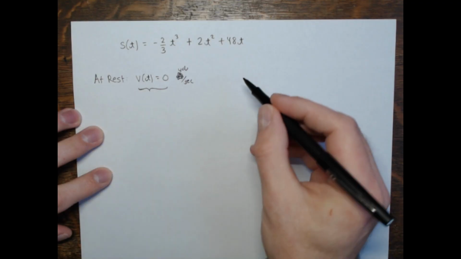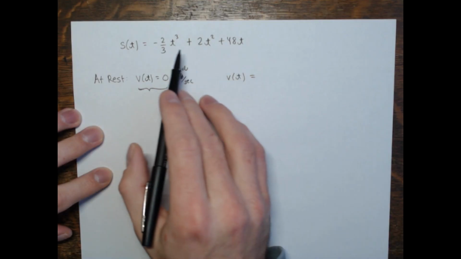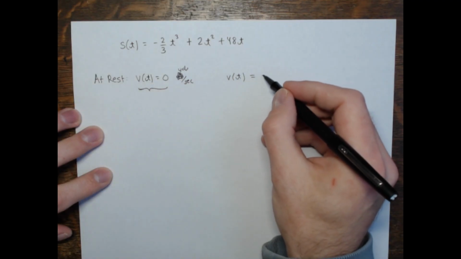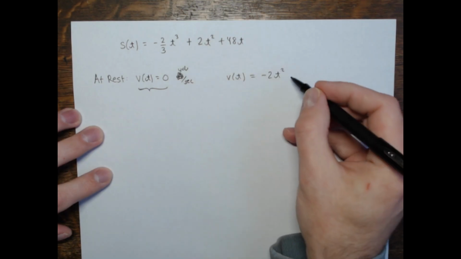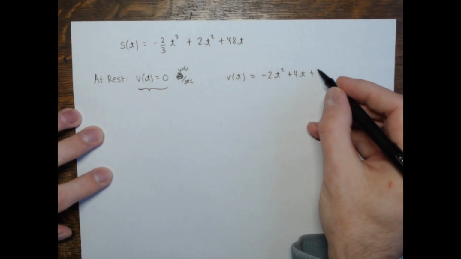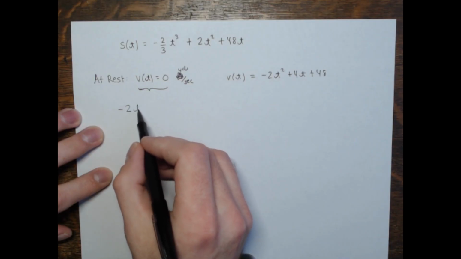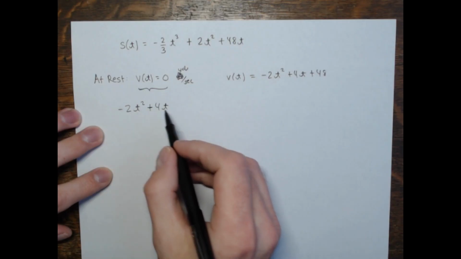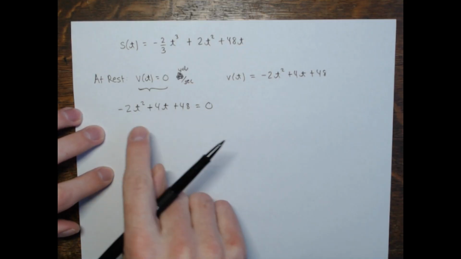So solving this, the velocity function again is just the derivative of the position function. So that'd be negative 2t squared, and then plus 4t to the first, and then plus 48. And we're setting that equal to 0. All right, so when is negative 2t squared plus 4t plus 48 equal to 0?